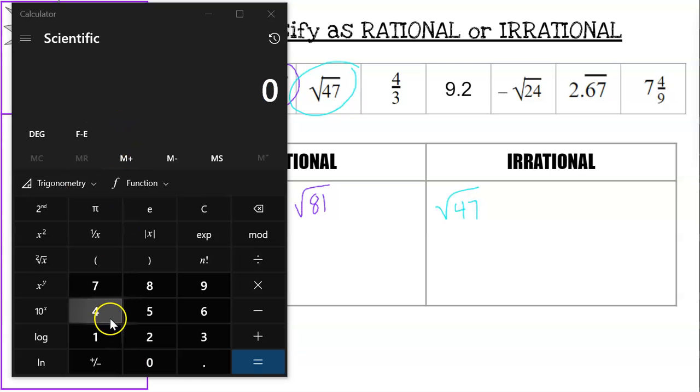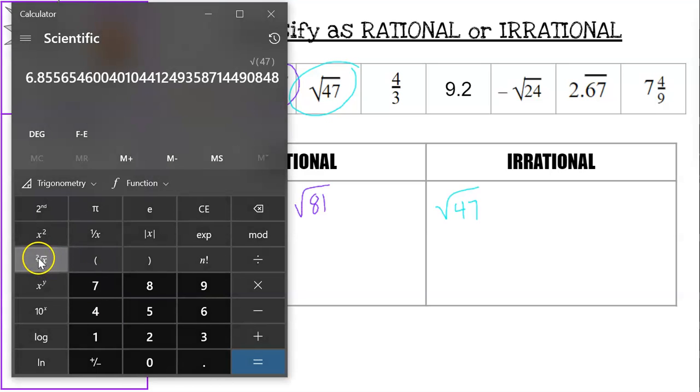You can also check your square roots in your calculator. So if we do the square root of 47, you see we get this long decimal that goes on and on, no pattern, no repeating. So that's also another way to know if square roots are rational or irrational.